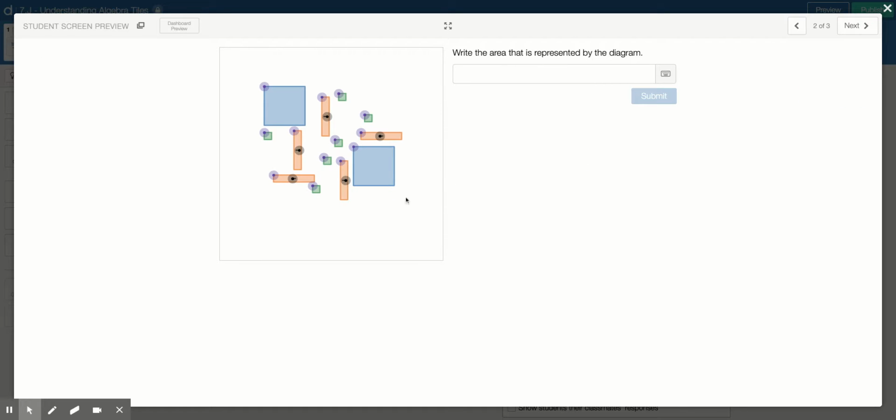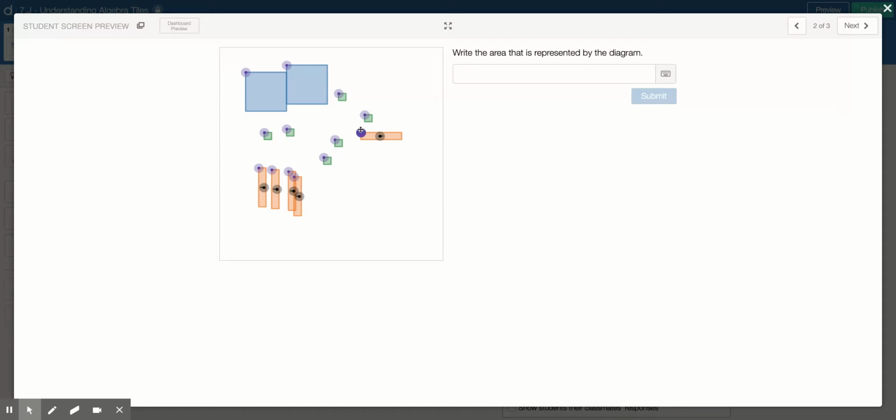This one does not have the labels on it. I just have to know that the blue squares represent x squared, the orange rectangles represent x, and the green squares represent 1. So I'm going to kind of group these together to make it easier for me to see what the area is. So I'm going to do that. I'm going to take this down here. I'm going to make these face all the same way, right? And let's see, get these unit squares over here.